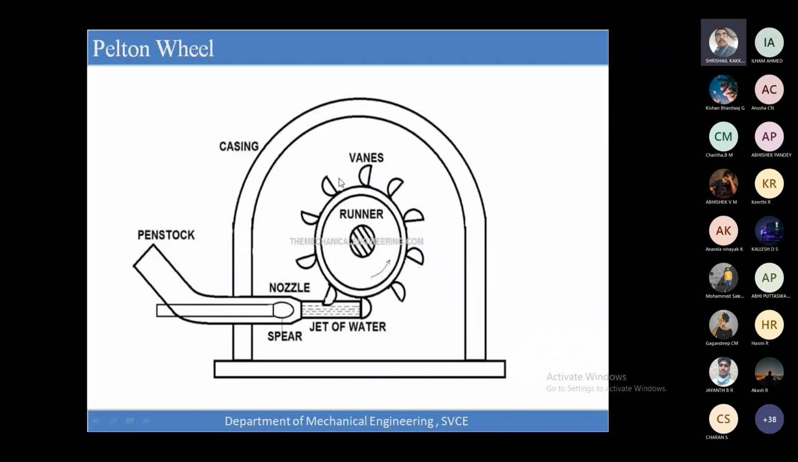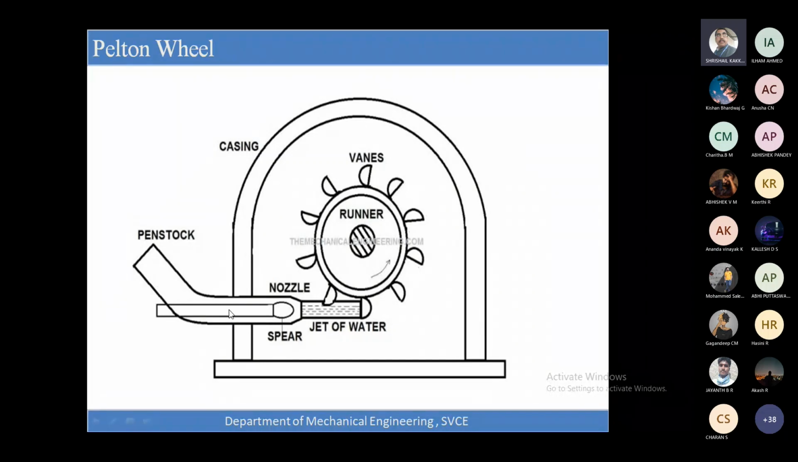And this is called the nozzle. The nozzle will be connected to the penstock. The penstock is a pipe which will be flowing from the reservoir. Already we know that from the previous classes. And this is called a spear. This spear is governed by certain automatic devices. Actually, you can see this in our practical classes also.